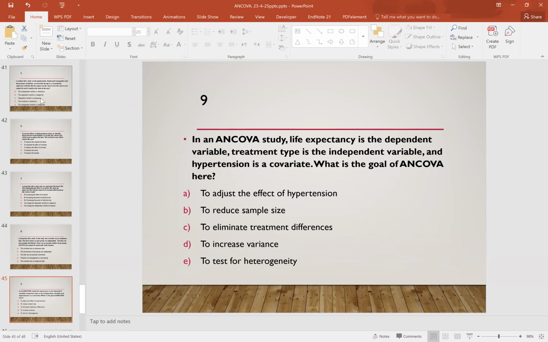In an ANCOVA study, life expectancy is the dependent variable, treatment type is the independent variable, and hypertension is a covariate. What is the goal of the ANCOVA test here? To adjust the effect of hypertension, to reduce the sample size, to eliminate treatment differences, to increase variances, or to test for heterogeneity? It's A, to adjust the effect of hypertension.